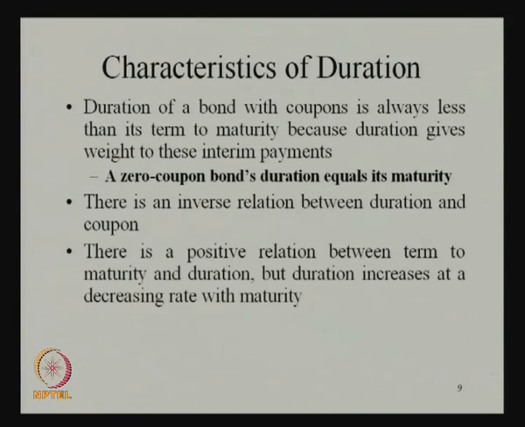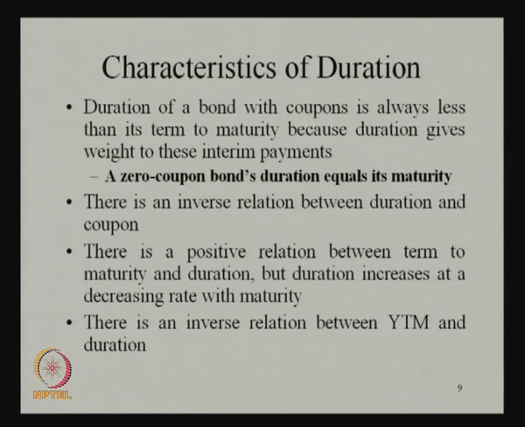If you observe the different characteristics of duration, the duration of a bond with coupons is always less than its term to maturity, because duration gives weight to the interim payments, which the term to maturity does not give. That is why certain risk can be minimized through duration, which is not possible in the case of term to maturity.